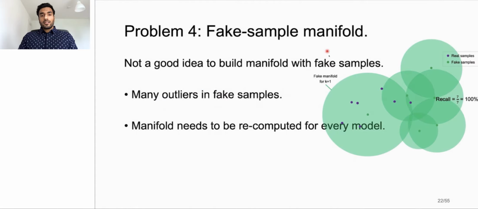Finally, the diversity metric is calculated based on a manifold approximation on the fake samples. These samples can be unstable from a generator, and this would need to be calculated for every model and every checkpoint.